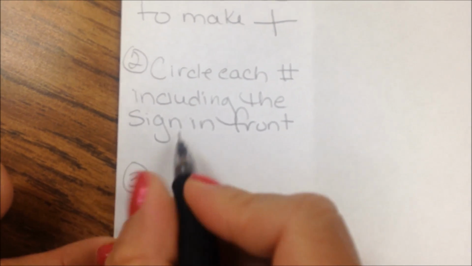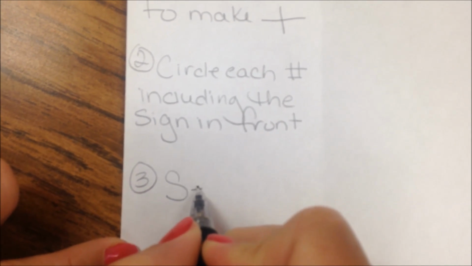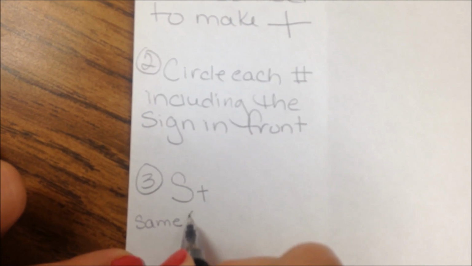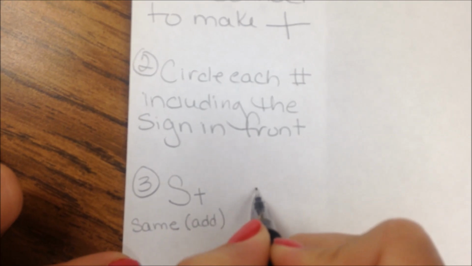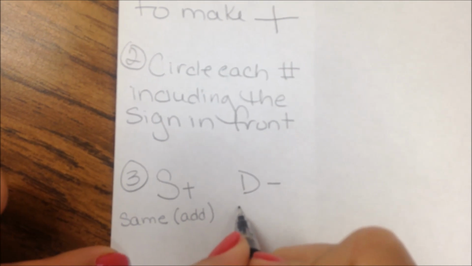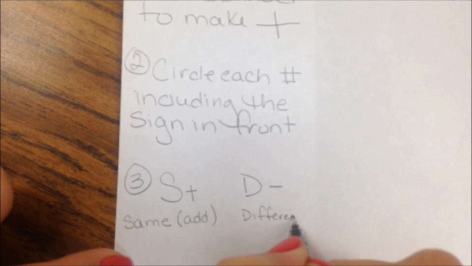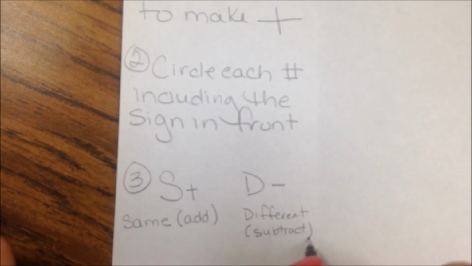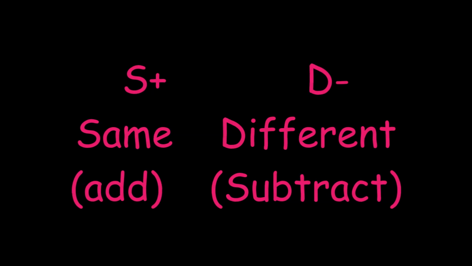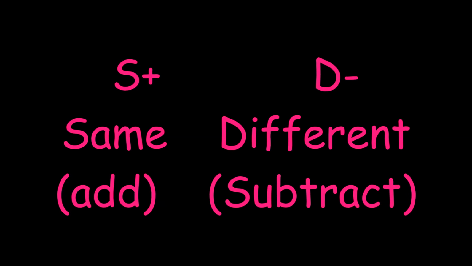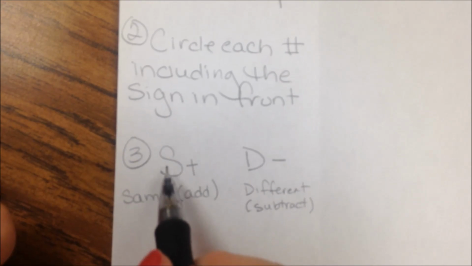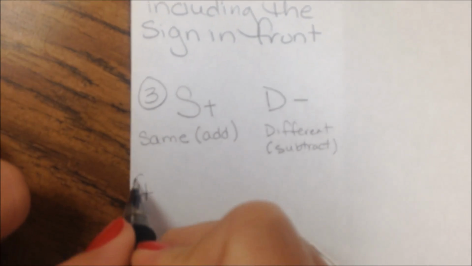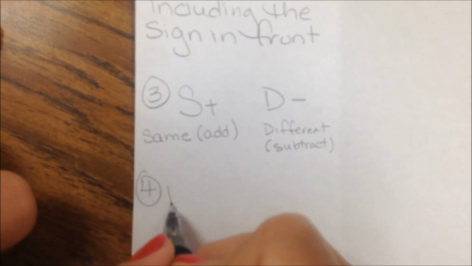The third step, this is basically the rules. We have an S plus, which means that the same sign we're going to add, and we have a D minus, which means when the signs are different, you're going to subtract. So when you see the same signs, you're going to add. When you see different signs, you're going to subtract. So step 4 is to keep the sign of the larger number.